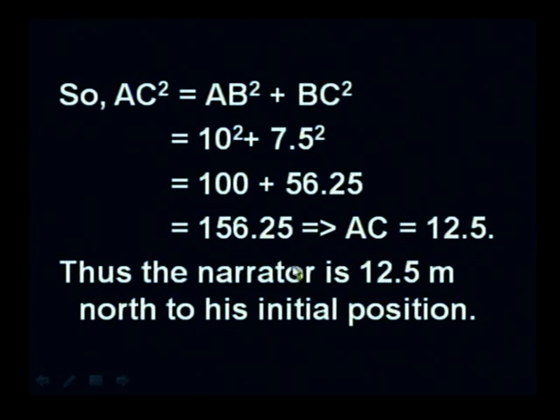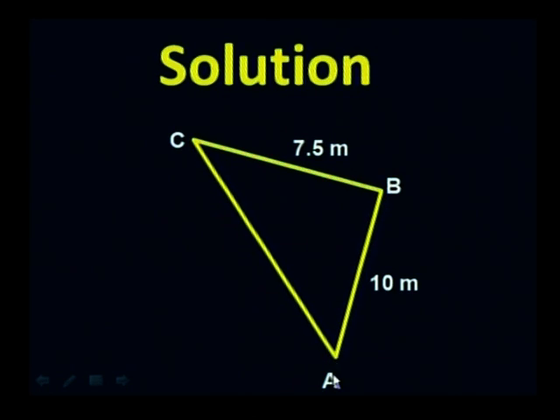If we simplify that, we get 156.25. AC is the root of this 156.25, so it is 12.5. That means the narrator is 12.5 meters north of his initial position. See this diagram now: from A he has moved here, taken a turn, so he is in the north direction now, and what is this distance? It is the root of 156.25.